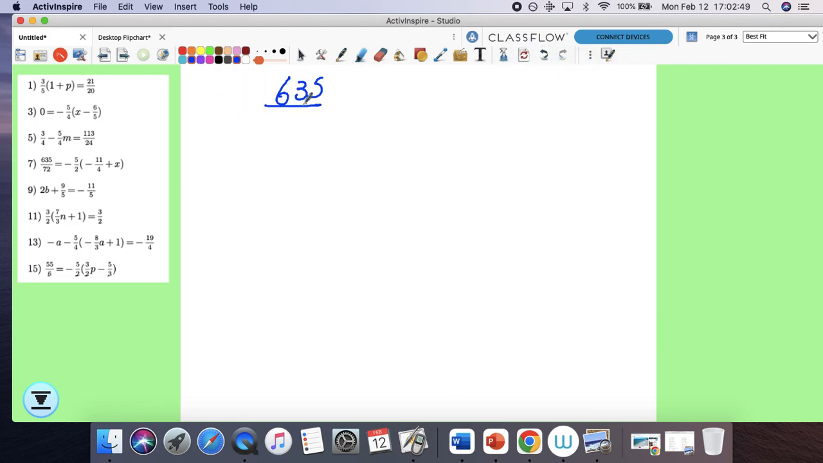635 over 72 equals negative 5 over 2 times negative 11 over 4 plus x. Alright, so we know the LCM between 72 and 2 is 72. So I'm going to multiply both sides by 72.